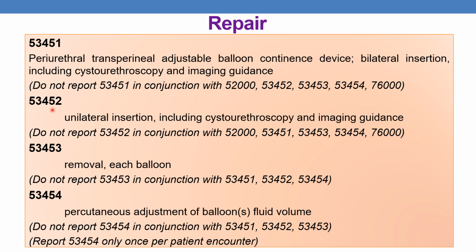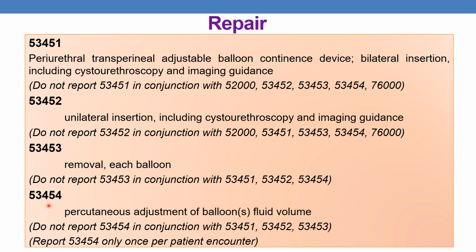The next is 53452, periurethral transperineal adjustable balloon continence device, unilateral insertion. Previously it is bilateral, now it is unilateral insertion including cystourethroscopy and imaging guidance. The next is 53453. Periurethral transperineal adjustable balloon continence device removal, each balloon.